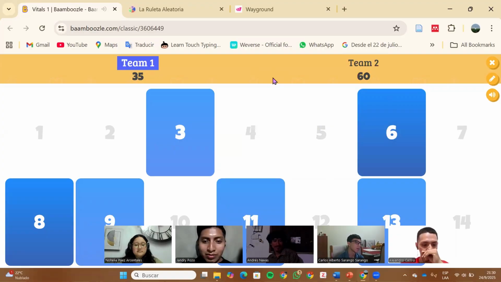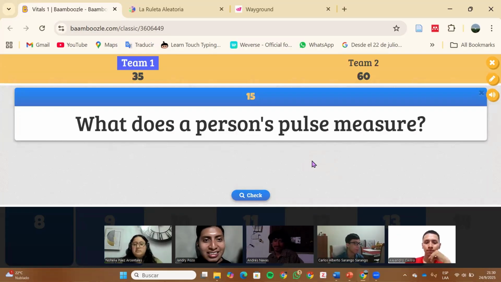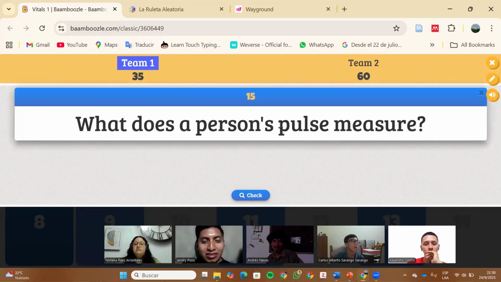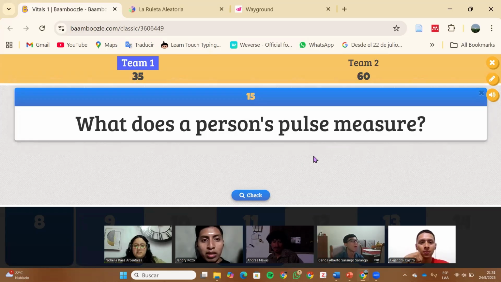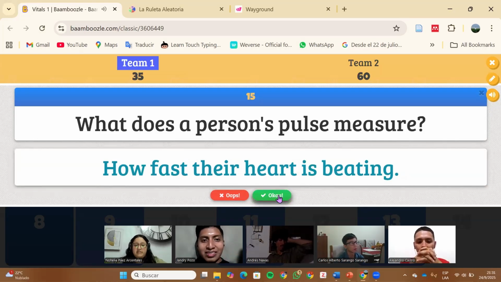Yandri, again, another one. Number 6. What does a person's pulse measure? What does it measure when you take a pulse on a person? Maybe the tension of the body, because when they are measuring the pulse, they are knowing how many beats per minute the heart has. Perfect. How fast their heart is beating.